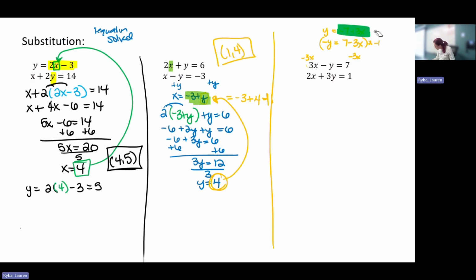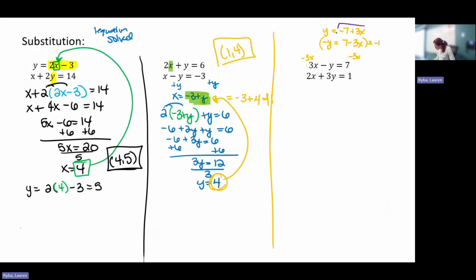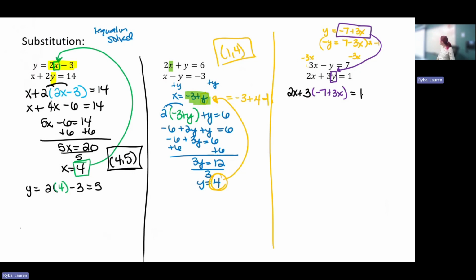Now you can't see that. It's underneath there. Let's not do highlighter. Let's just pick another color here. And we are going to take that. It's equal to y, so it's going to go in place of y in the other equation. So 2x plus 3, I'm not going to write y. I'm going to write -7 plus 3x equals 1.